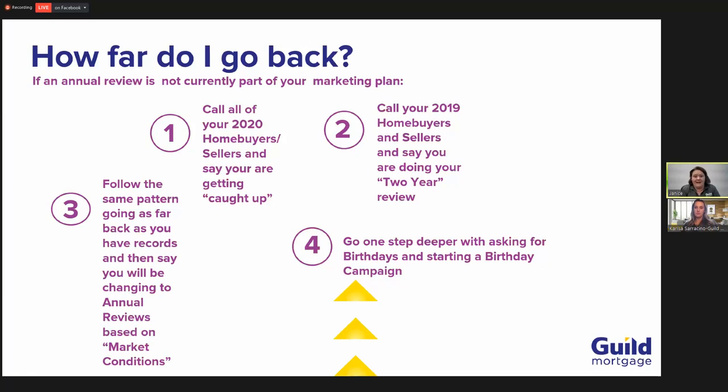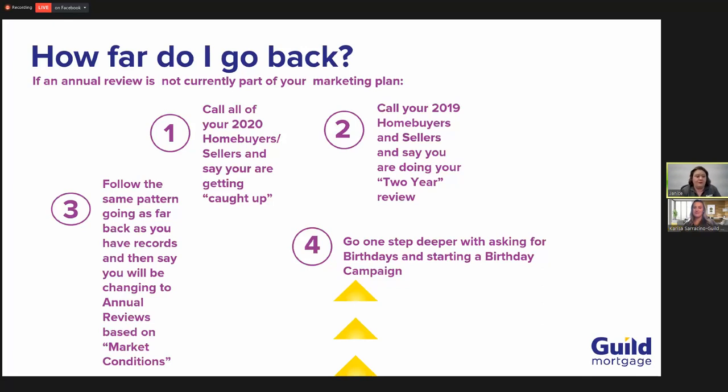But if they had any inkling of maybe thinking about selling or buying a second home or an investment property, make sure that you schedule a call with them within the next few months, whatever they said their timeline was. So it's really important to have that in your CRM. That way you just get an alert and it tells you what you need to do.